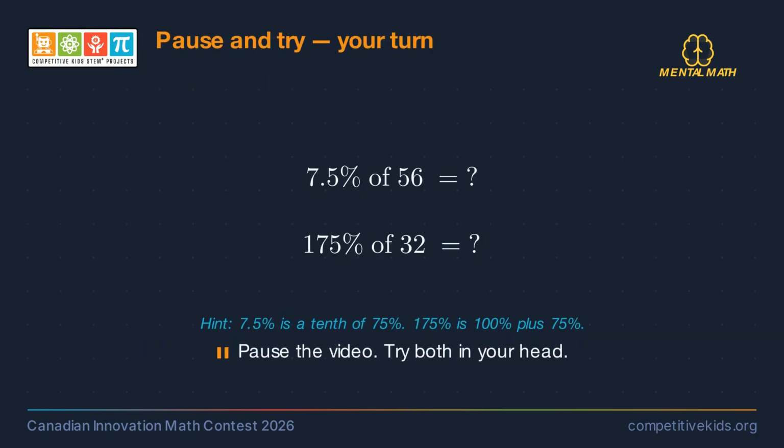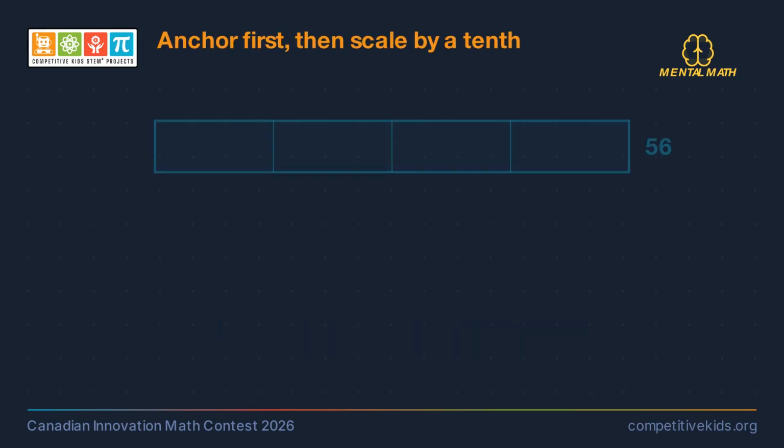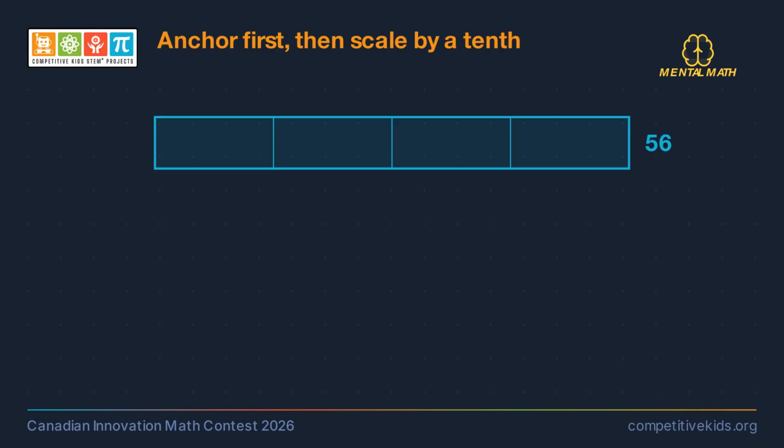Here is a hint. 7.5% is a tenth of 75%, and 175% is 100% plus 75%. Here is the move. Find the anchor first, then scale it. Inside 7.5% lives 75%. Carve 75% off the bar. Remember the keystone. Quarter the bar.